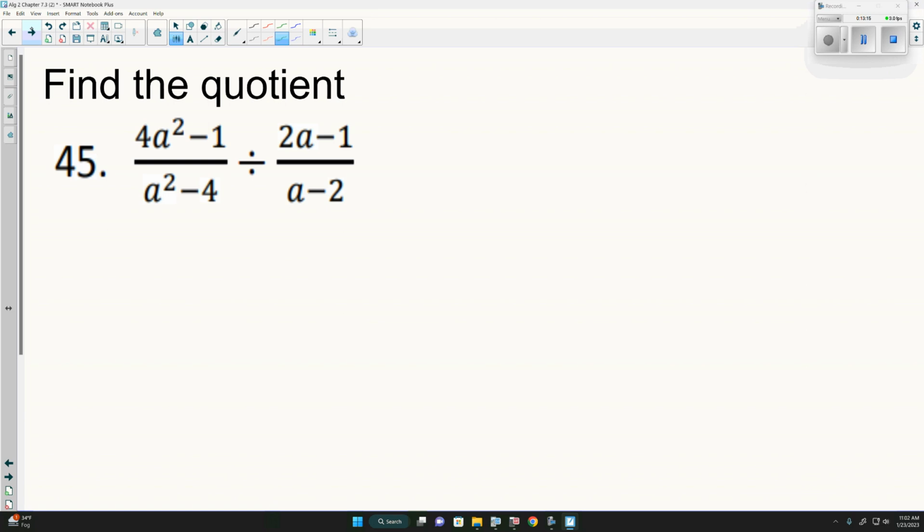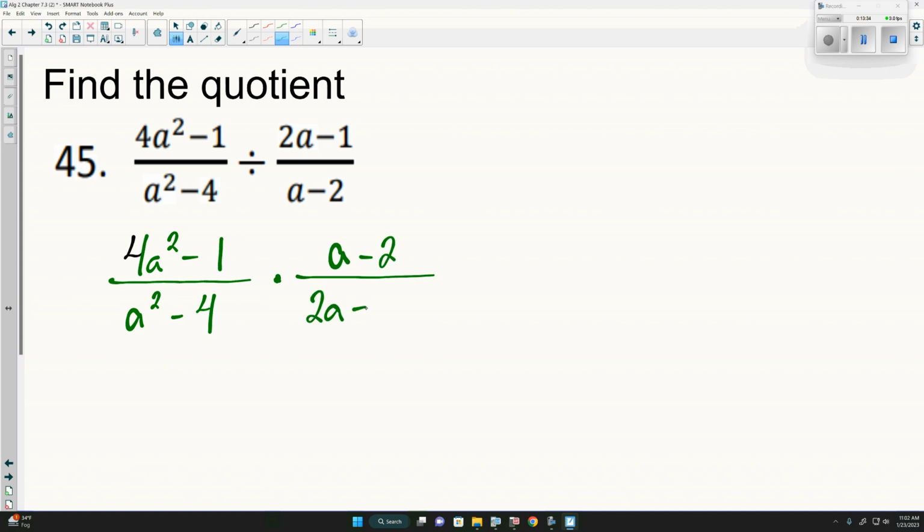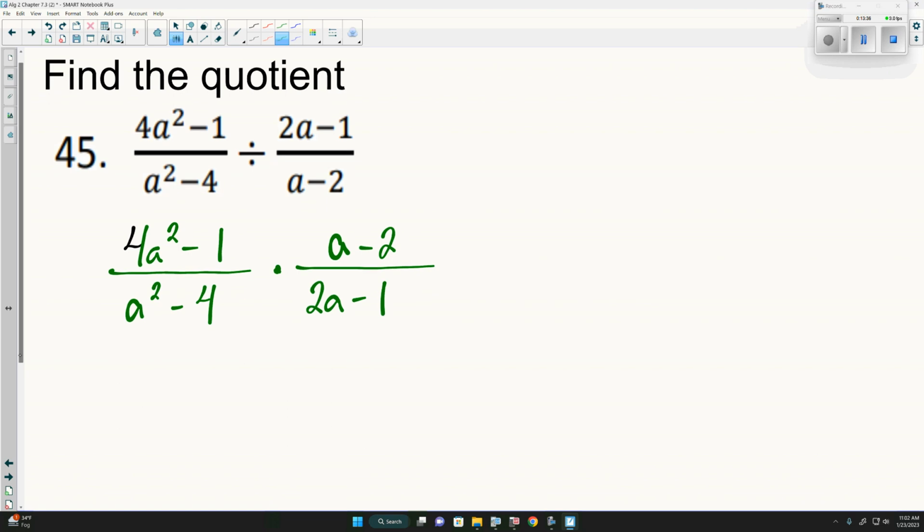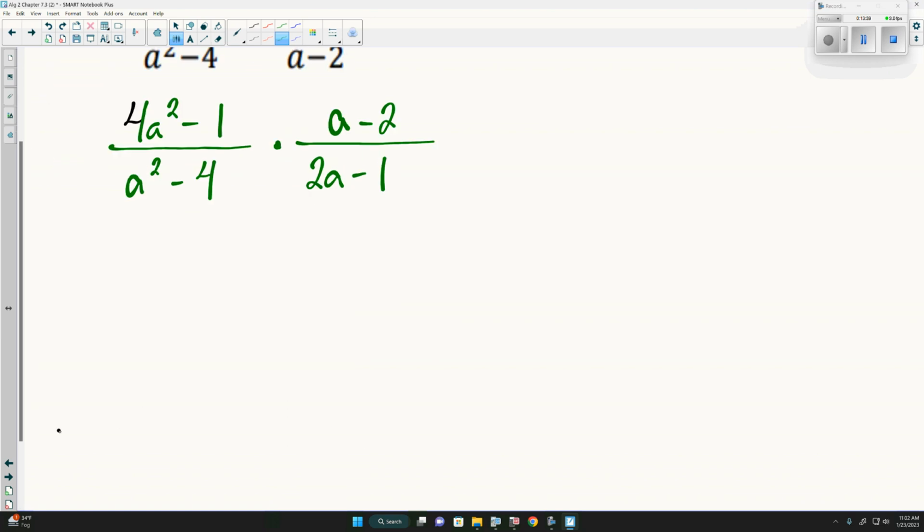Now again, with any of these here, take it step by step, one step at a time. So the first thing we can do is change it from division to multiplication. So the first one stays the same, 4a squared minus 1 over a squared minus 4. And the second one's going to become a minus 2 over 2a minus 1. So the first thing we had to do was change from division to multiplication and flip the second.